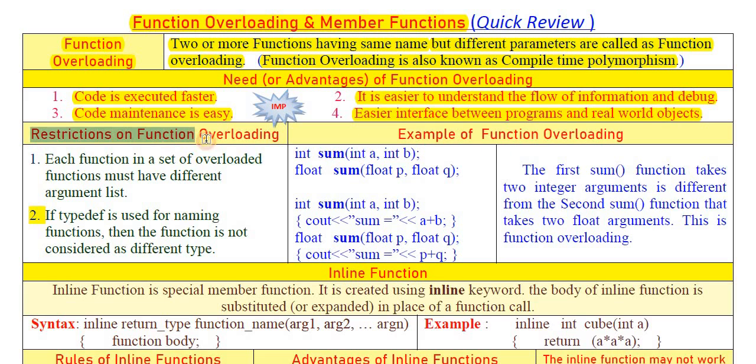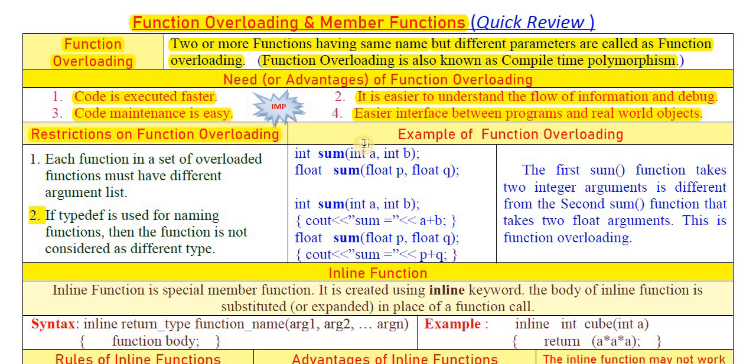Then restrictions on function overloading. Restrictions means conditions. So there are 2 conditions on function overloading. First condition is function name should be same and parameters should be different. Then only we can overload the functions. And second condition is we should not use typedef keyword for defining overloaded functions.